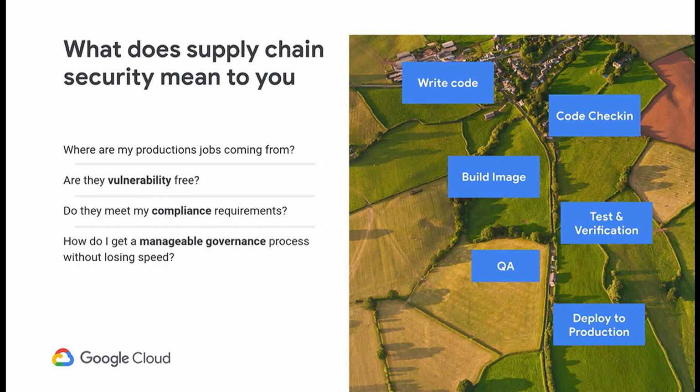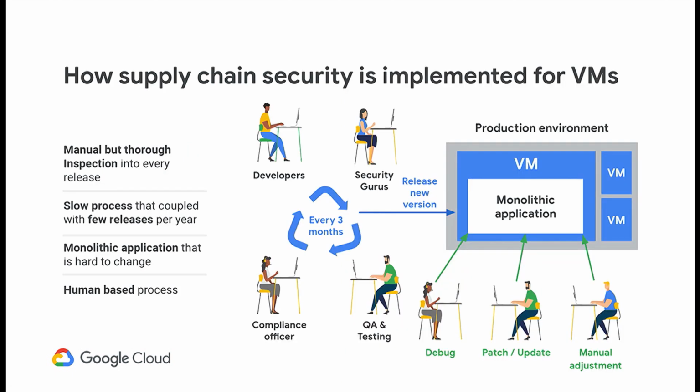We're interested in the origin of the binaries we're deploying. Where does the code come from? Is it vulnerability-free? Does it meet my compliance requirements? And overall, how do I manage the central governance process without slowing down my development speed? With older architectures and environments, it was really challenging to build security into the supply chain. But with cloud-native technologies, this is where I really think the magic comes in. We've been thinking about security from day one with regards to the supply chain.